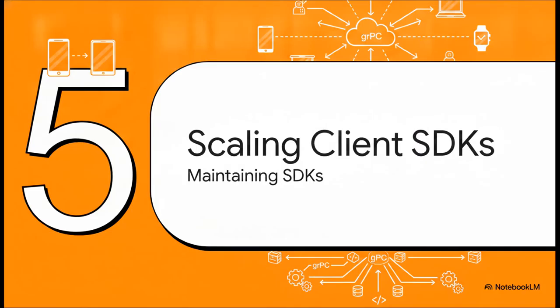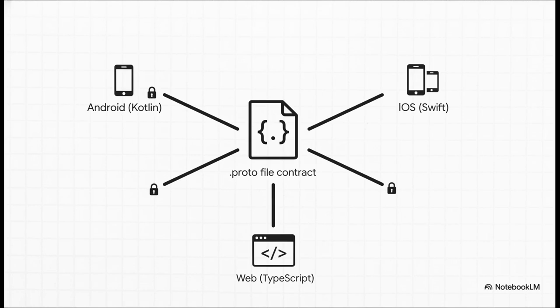Part 5. Scaling with Client SDKs. If you've ever worked on a large-scale product, you already know the absolute pain of maintaining consistent SDKs across heavily fragmented platforms. It's tough. But gRPC brilliantly solves this. Because you defined your entire system in that single .proto file, gRPC auto-generates strongly typed clients for you, automatically. You instantly get your Android SDK generated in Kotlin, your iOS SDK in Swift, and your web client in TypeScript. Everyone is working off the exact same strict contract.